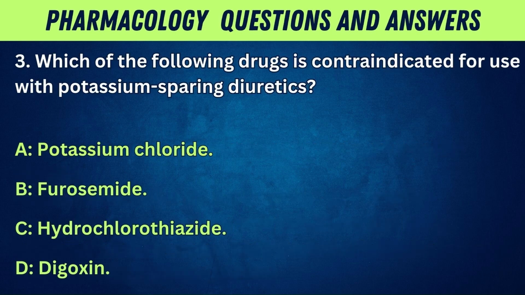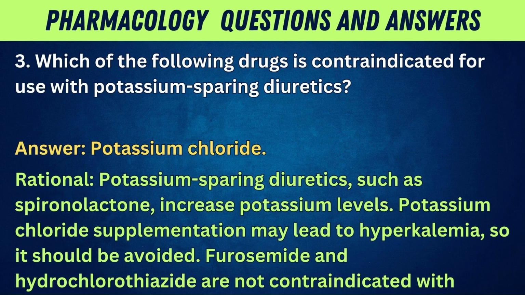3. Which of the following drugs is contraindicated for use with potassium-sparing diuretics? A. Potassium chloride. B. Furosemide. C. Hydrochlorothiazide. D. Digoxin. Answer: potassium chloride. Rationale: potassium-sparing diuretics, such as spironolactone, increase potassium levels. Potassium chloride supplementation may lead to hyperkalemia, so it should be avoided. Furosemide and hydrochlorothiazide are not contraindicated with potassium-sparing diuretics.